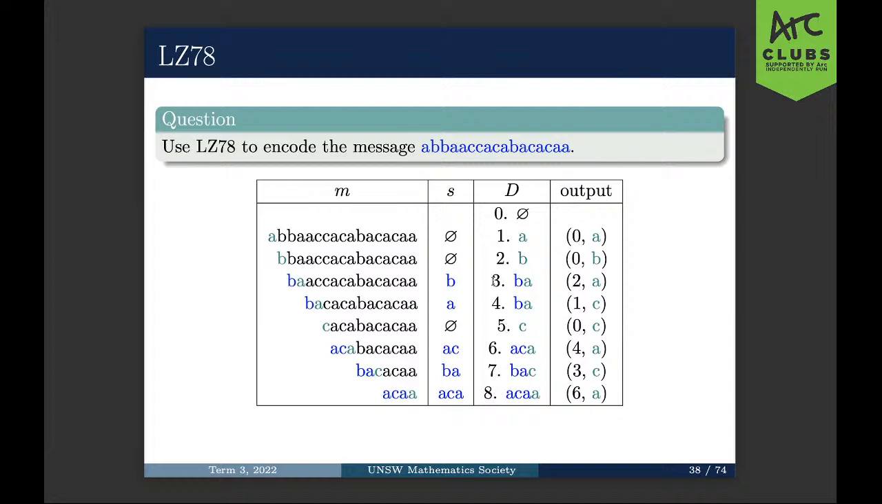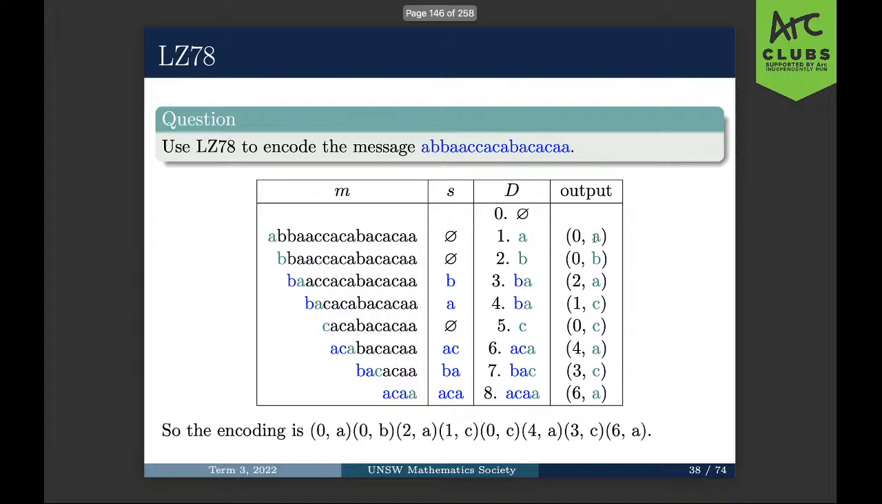And the encoding, if you ask, is just the outputs that we had, strung together in one big line here. It's like 0A, 0B, 2A, 1C, 0A, 0C, 4A, 3C, 6A.